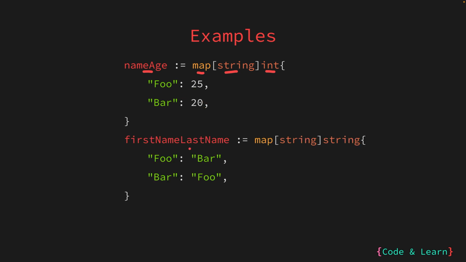Here is another example of a map called first name and last name, where the key is of type string and the value is also of type string. Inside the curly braces, we have key value pairs. This is the key and this is the value. So the foo key is associated with the bar value and the bar key is associated with the foo value. And that's how you create a map in Go.